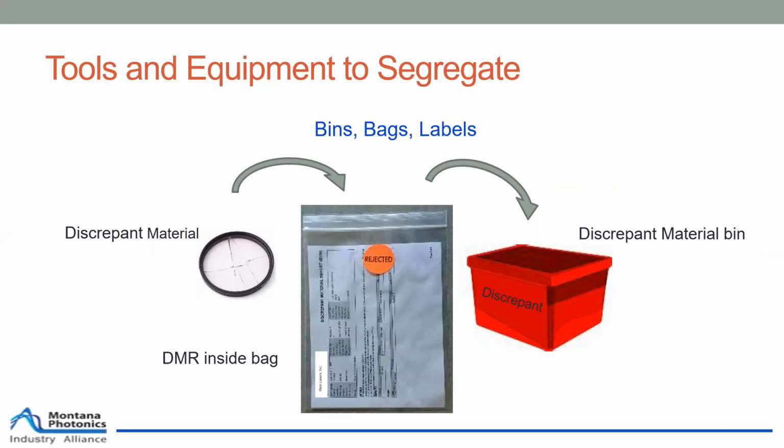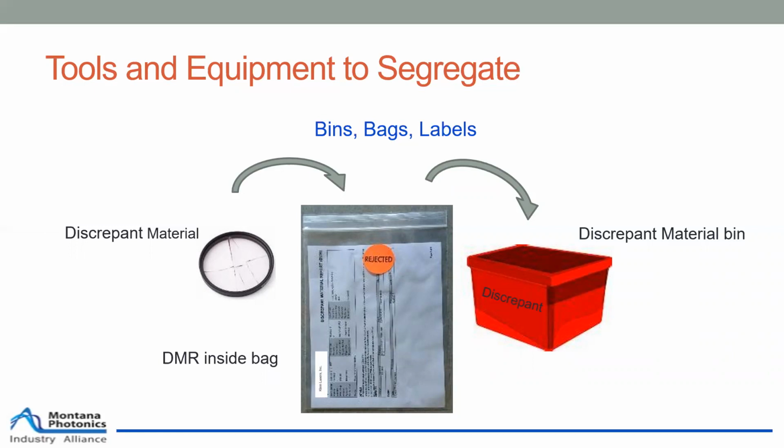Tools and equipment. Labeling or tagging a discrepant part may not be possible if the parts are too small or delicate. So here is a solution that you can consider. If you can't tag the part, tag a bag and put the part in the bag. Label the bag with a sticker that states reject or discrepant. This identifies the part as being no good. You could have a stack of these bags next to where you work so that they're easily accessible.